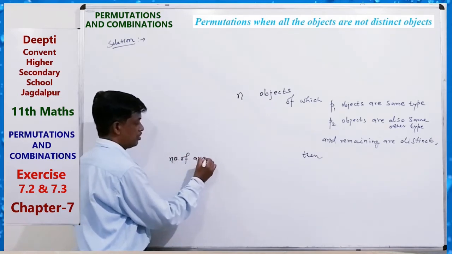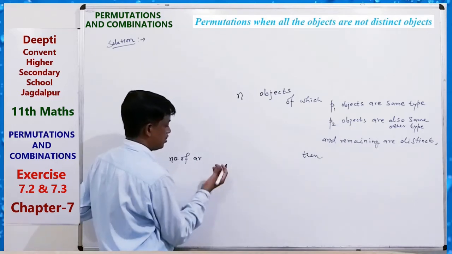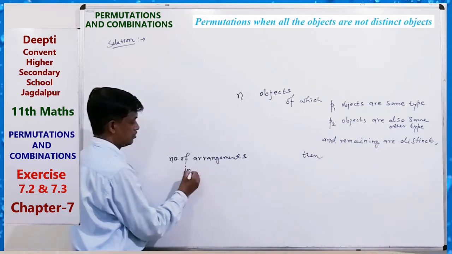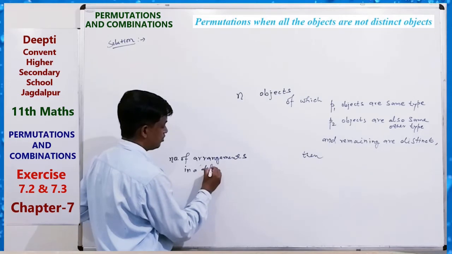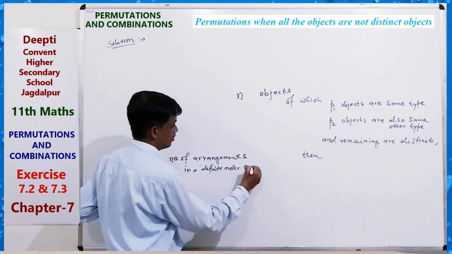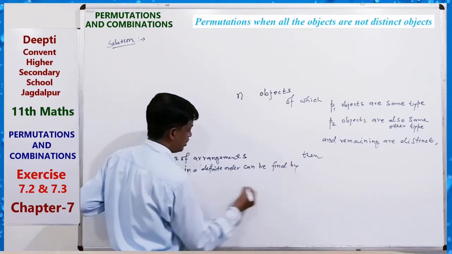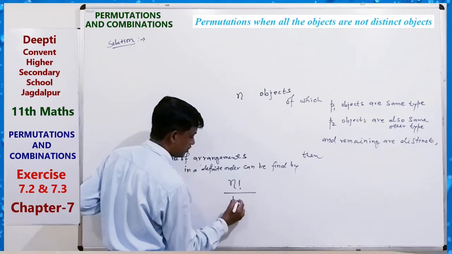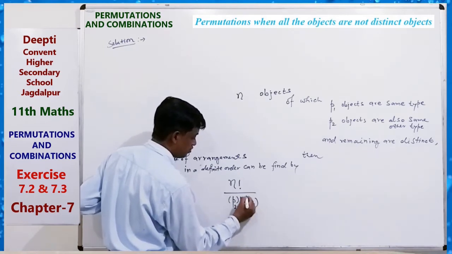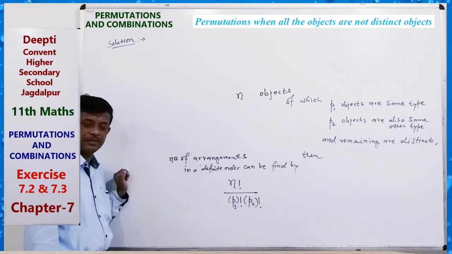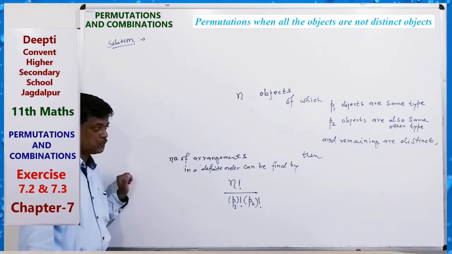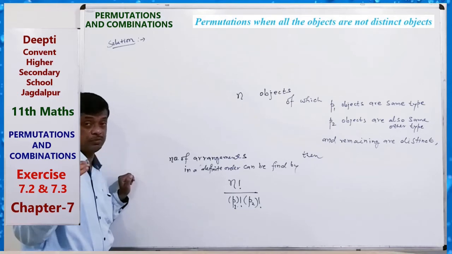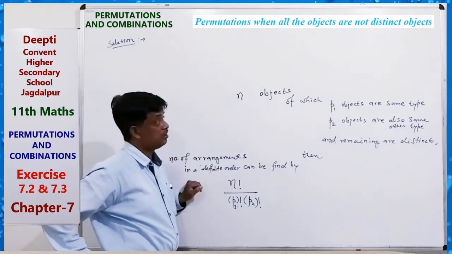If this type of objects are given, then the number of arrangements in a definite order can be found by n factorial upon p1 factorial, p2 factorial, just this. It means the same number of objects. How many objects are the same? p1. How many objects are the same but of another type? p2. Then just take factorial of p1 and factorial of p2 and divide the overall n factorial.